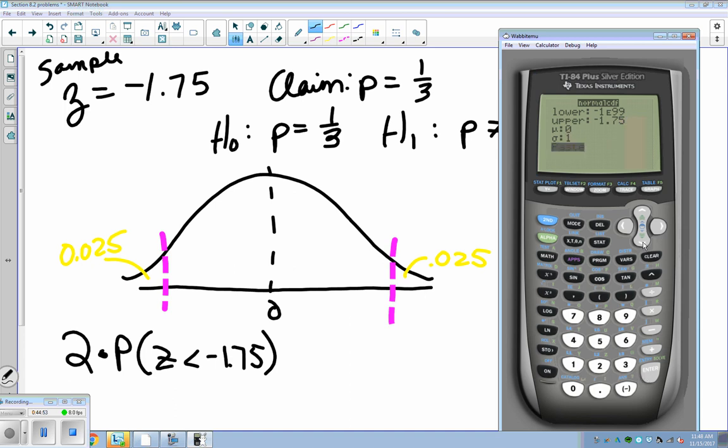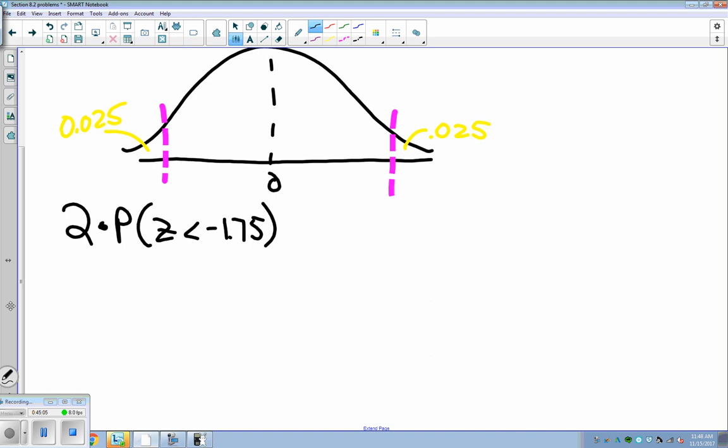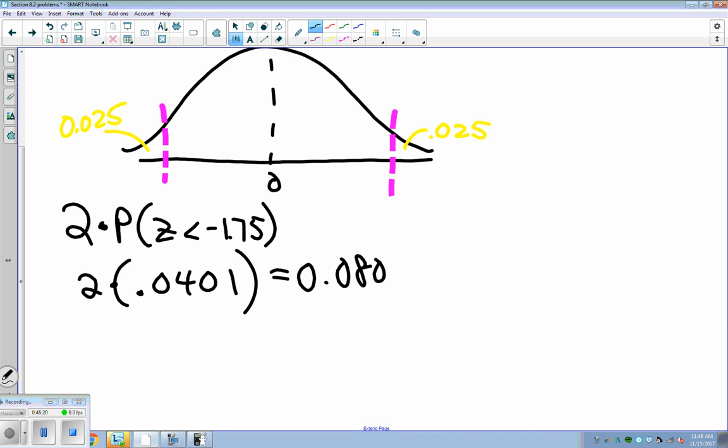So I'm going to put that in, come down, and when I get that answer, my answer is 0.0401. So it's 2 times 0.0401. So I'm going to end up at 0.0802.